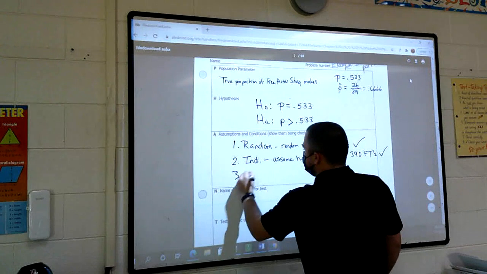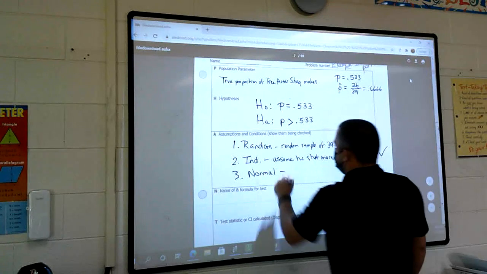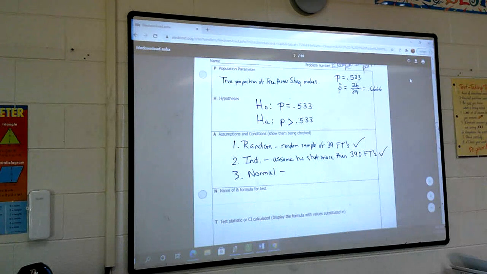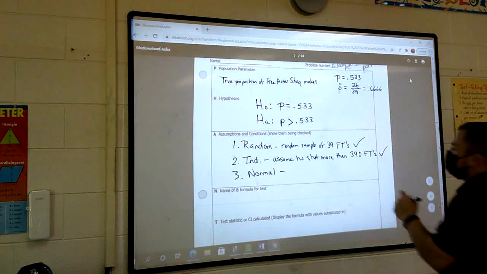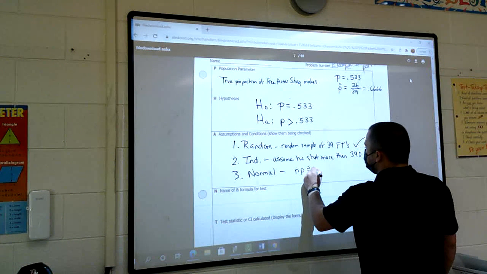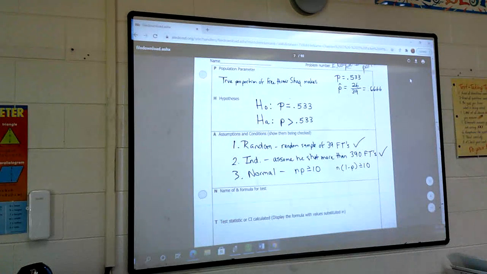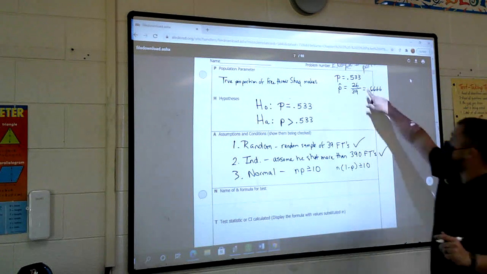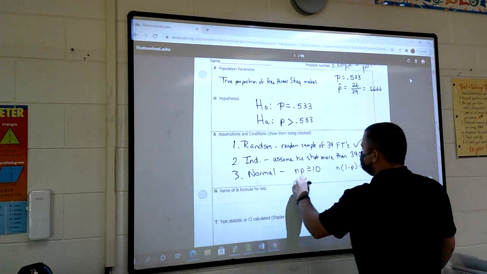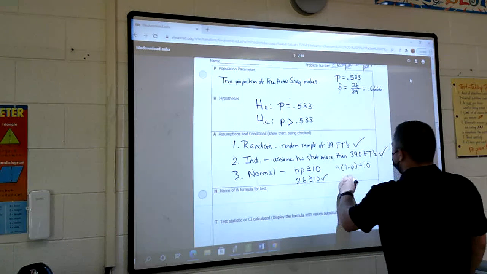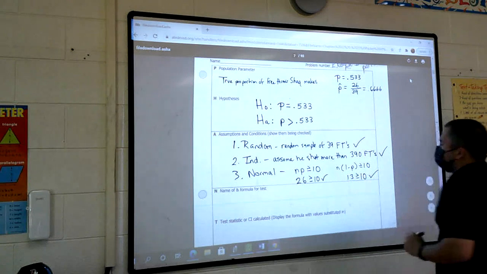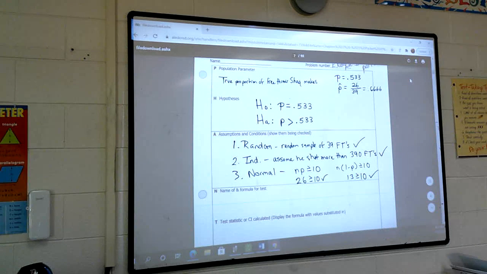And then lastly, we go to normal. Now, with normal, you need to make sure you go back and check the normal condition for proportions, remember, is NP is greater than or equal to 10, and N(1 minus P) is greater than or equal to 10. Now, these are from our sample. So in our sample, 26 is greater than or equal to 10, and then he missed 13, right? So 39 minus 26 gives us 13, so we check that out. So it passes the random, independent, and normal condition.